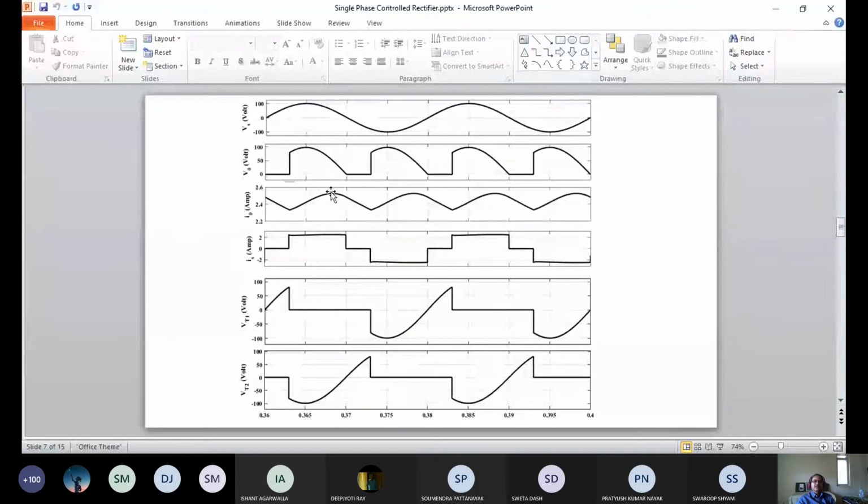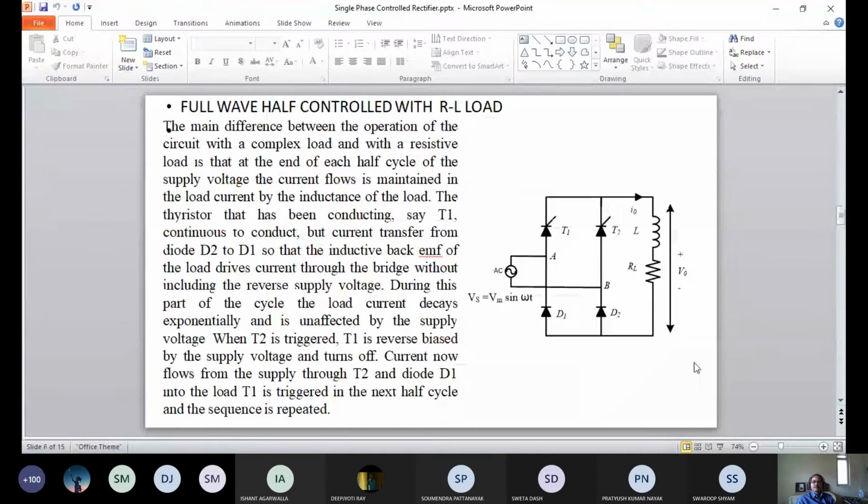So this half, up to this, is during freewheeling action. When these two are conducting, what is the source current? Anyone can answer, someone answer please. When a freewheeling action is taking place, only these two are conducting. What is the source current?